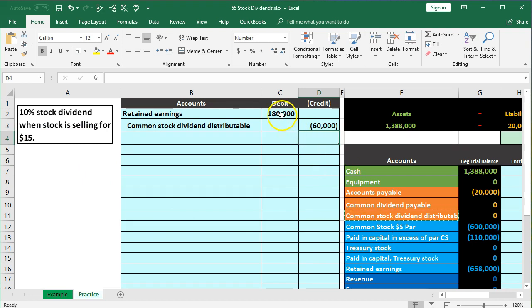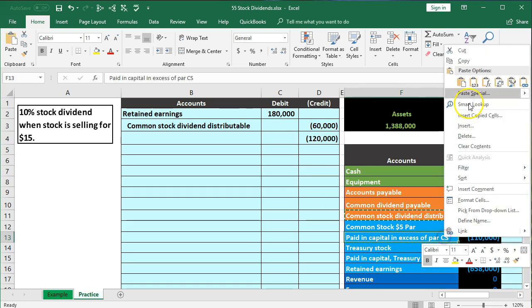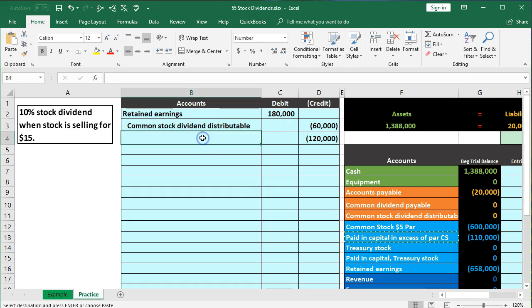Then the difference between these two, the 180 minus the 60, is what we need on the credit side here. So we'll do our plug formula, our negative, SUM, double click the sum of the 180 minus the 60, and that gives us 120, the 120 plus the 60, of course, giving us that 180 over here. What are we going to put that 120 to? That goes to the additional paid-in capital. It has a credit balance, and we're going to increase it. So we right-click on it, copy, put that in B4, right-click, and paste.